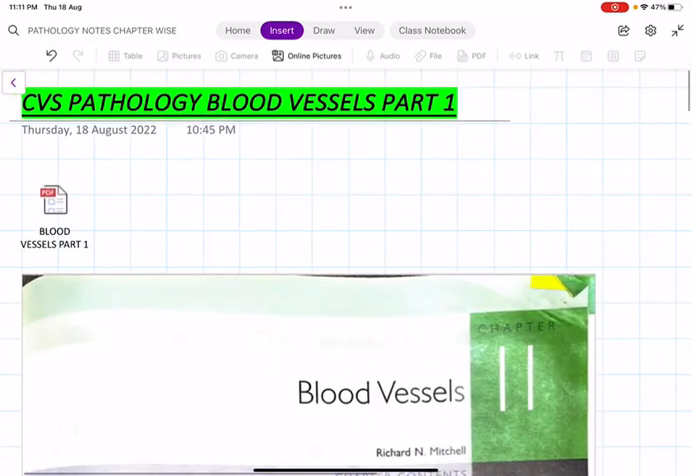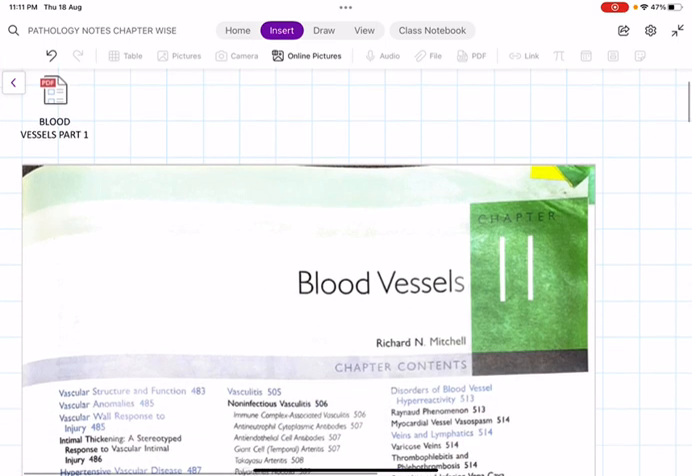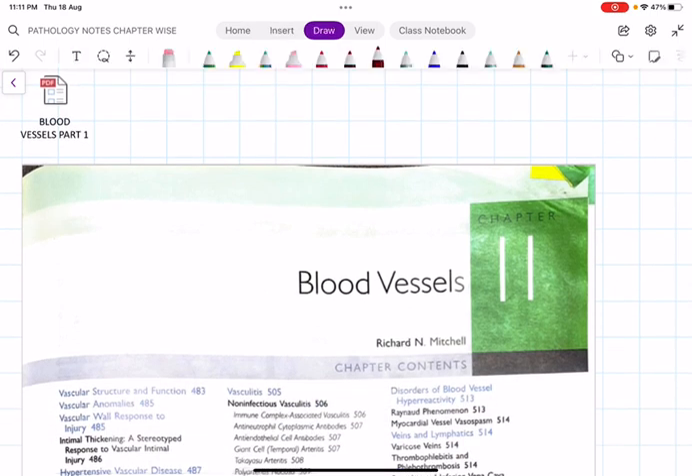Hello everyone, welcome to a new session on systemic pathology. So, I would like to first start with cardiovascular system pathology. Out of that, the first topic I'm going to discuss is blood vessels.